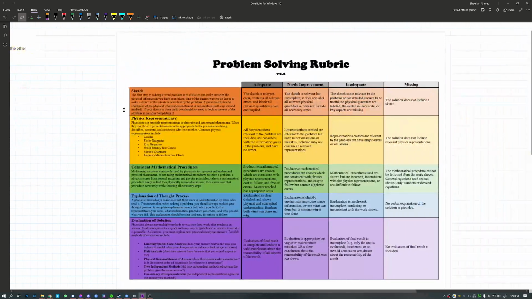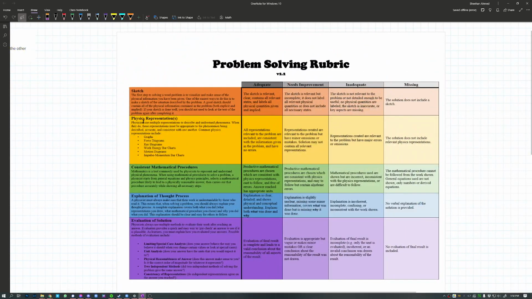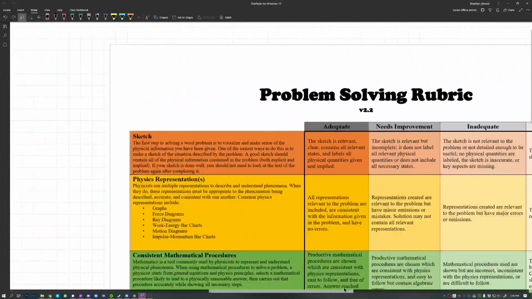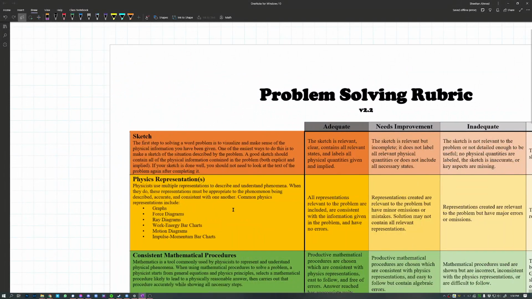Our next step is physics representations. Physicists use multiple representations to describe and understand phenomena. So representations are a bit more concrete than sketches. They are very specific kinds of figures or diagrams. They must be appropriate to the phenomenon being described, accurate, and most importantly, consistent with each other. If you end up with multiple representations, make sure one doesn't contradict the other. Common physics representations include graphs, force diagrams, motion diagrams, work energy bar charts.